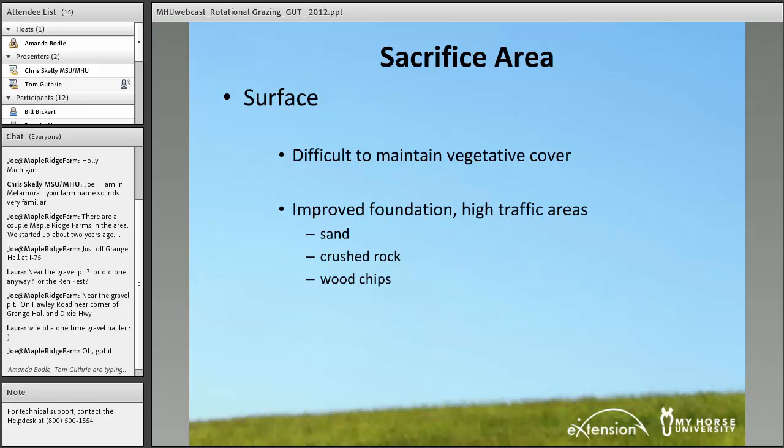Surface. It will be difficult to maintain vegetative cover in a sacrifice lot. So therefore, providing an improved foundation such as sand, crushed rock, or wood chips around high traffic areas may be beneficial when dealing with mud during wet weather.